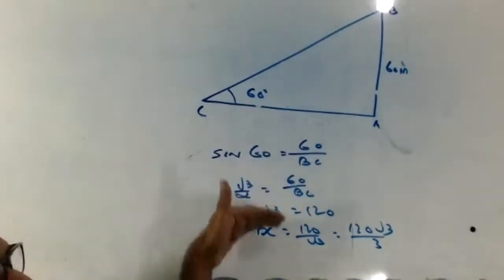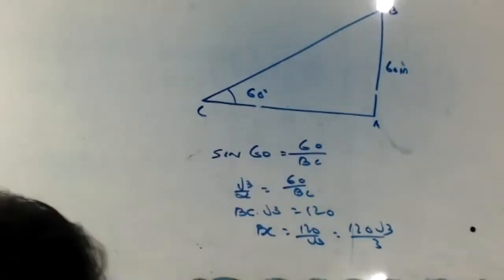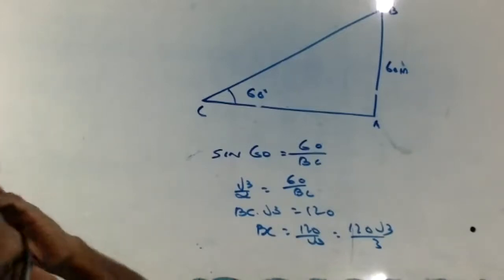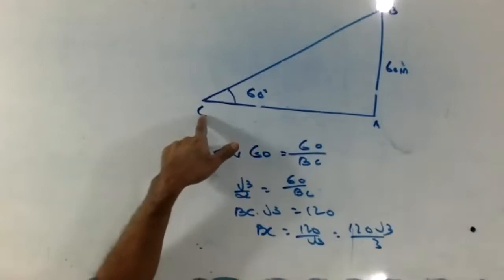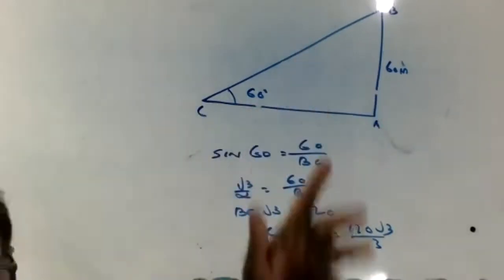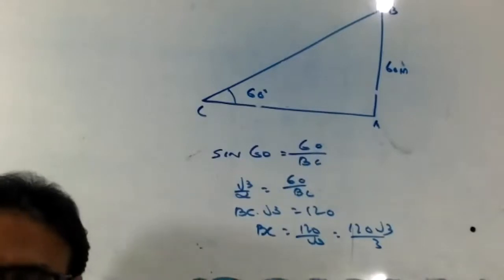But don't start from here. You have to explain AB, the height of the tower, and at the point C, the angle of elevation is 60 degrees. Then in triangle CAB, like that you write. Okay, write first.